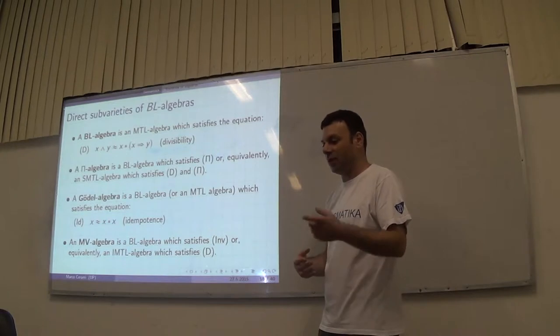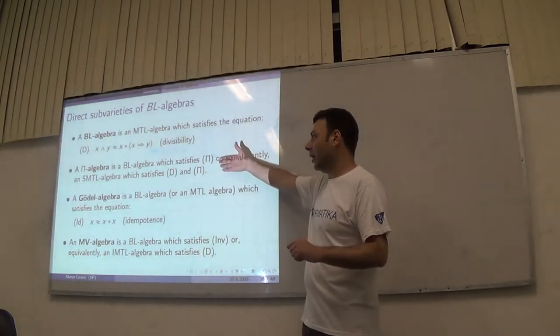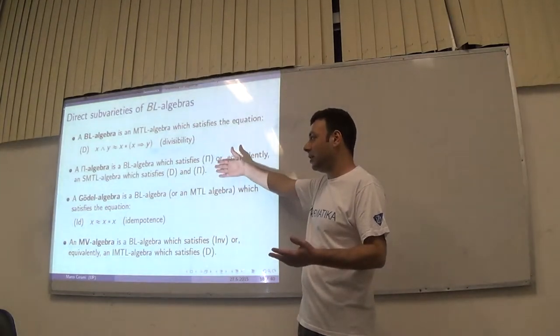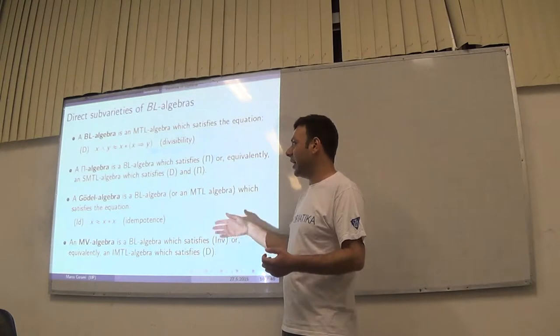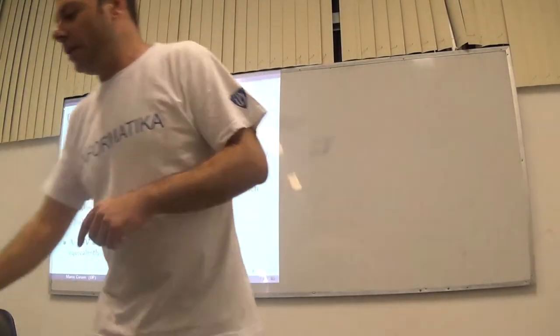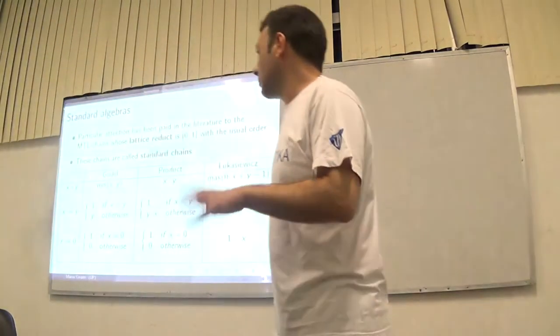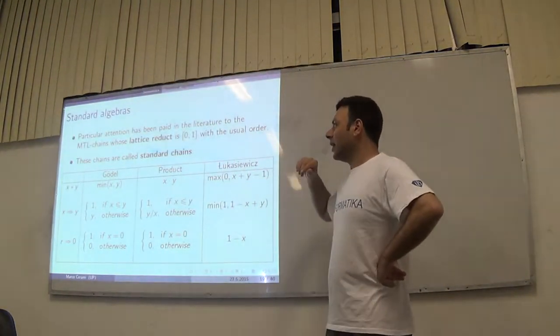So these are the main classes of algebra, of which the standard algebras usually considered, the ones with domain the real unit interval, are an algebra in this class, the product algebra, an algebra in this class, and Gödel, an algebra in this class. And then also in BL, because BL algebra can be defined over 0-1.